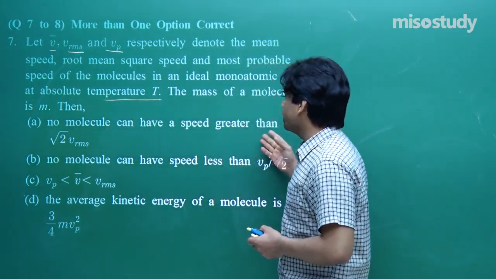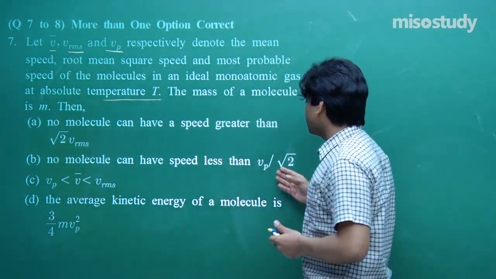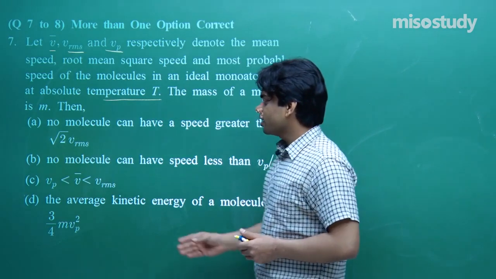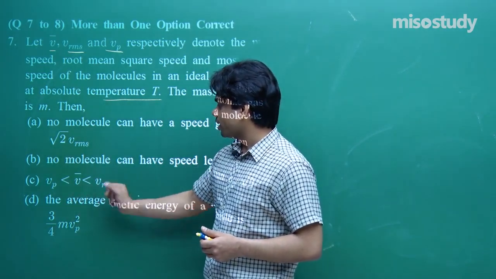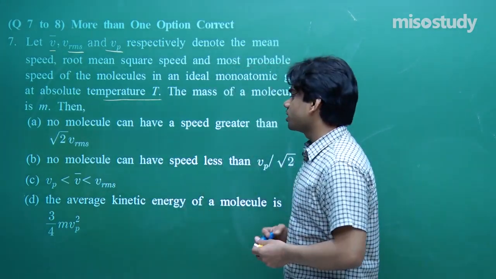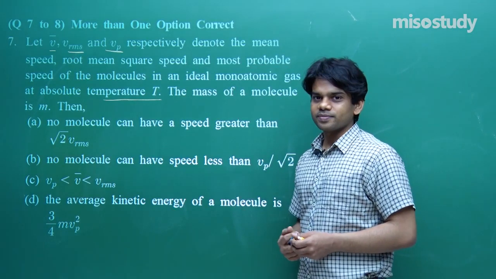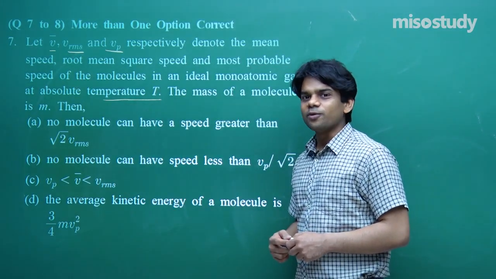Then A, no molecule can have a speed greater than root 2 V RMS. B, no molecule can have a speed less than Vp by root 2. C, this is a relation between Vp is less and V bar is more, and then V RMS is the highest. D, the average kinetic energy of a molecule is 3 by 4 mVp whole square. Let's try to find out how we can actually evaluate this.